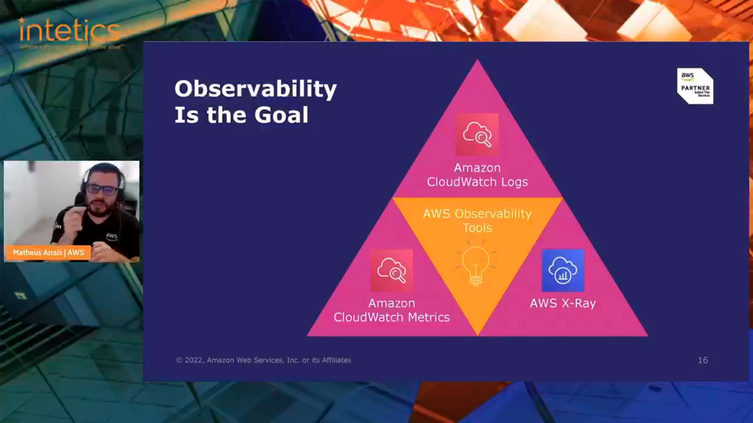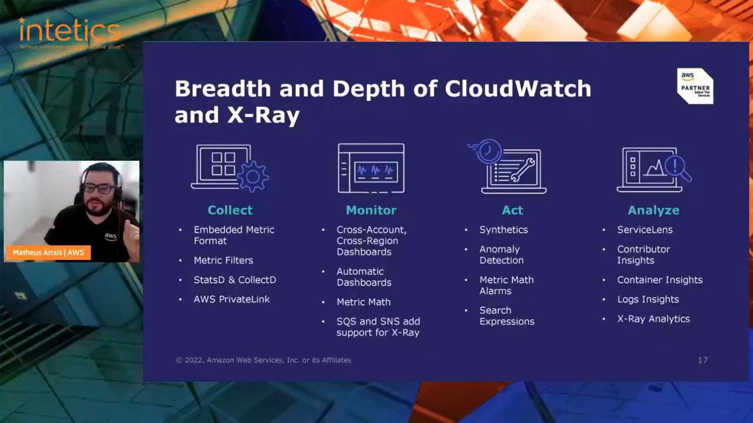And AWS X-Ray is our tracing service. It helps developers analyze and debug production applications, and is particularly helpful for those that build multiple distributed components across their applications, since you can see the journey across these different components. So let's start with the breadth and depth of CloudWatch and X-Ray.